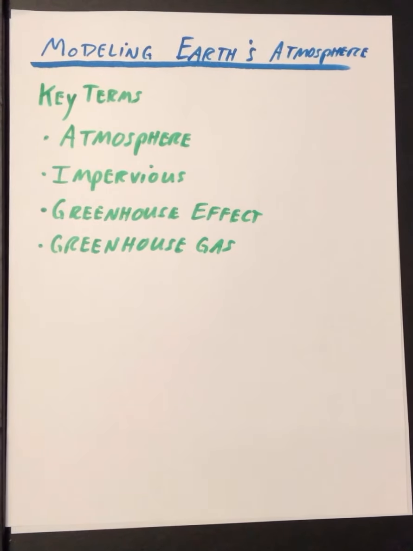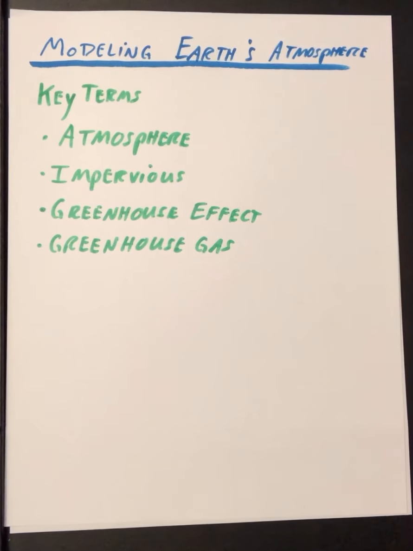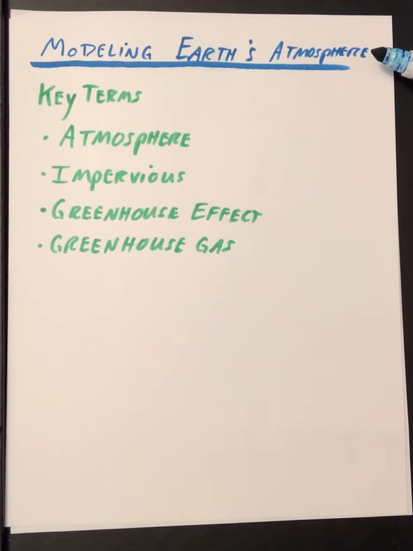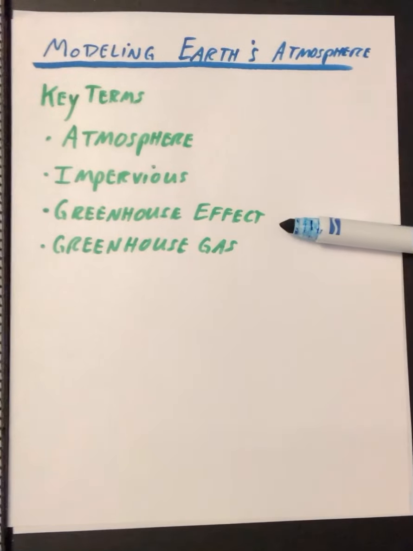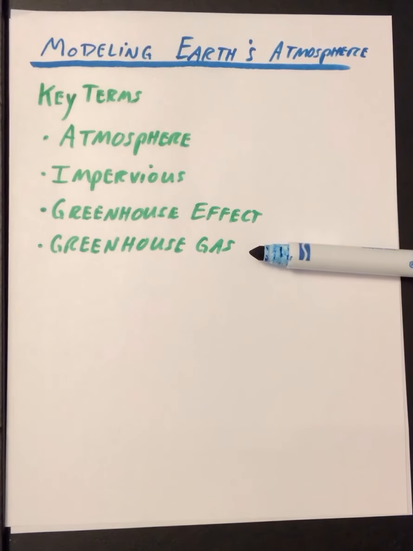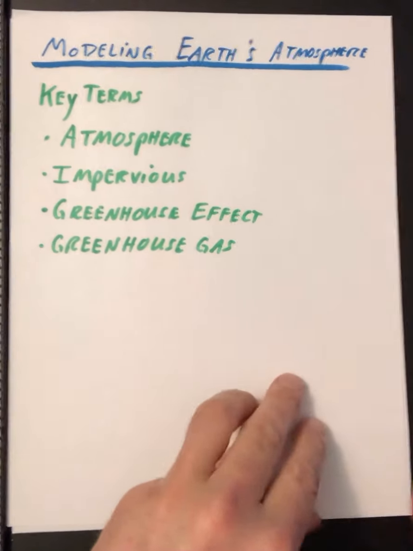I wanted to give you a brief lesson on what's called modeling the Earth's atmosphere. Being it's Earth Week, we want to get a good idea of what is going on, particularly with this thing that we call climate change. To do that, there's some fundamental ideas that I think we need to master. So, very short, brief lesson on this. Key terms: atmosphere, impervious, greenhouse effect, and greenhouse gas. So let's move on, shall we?